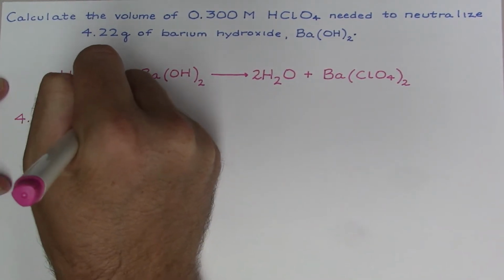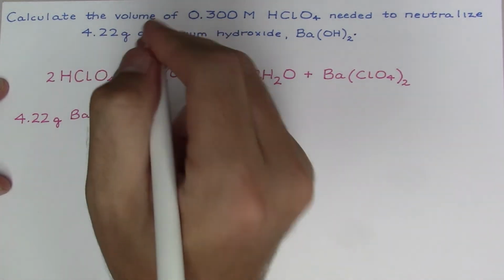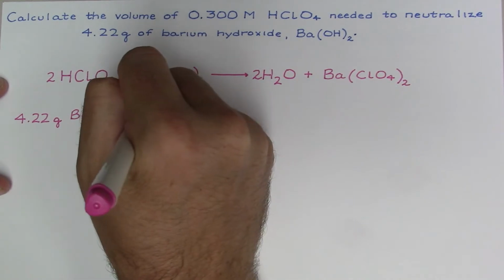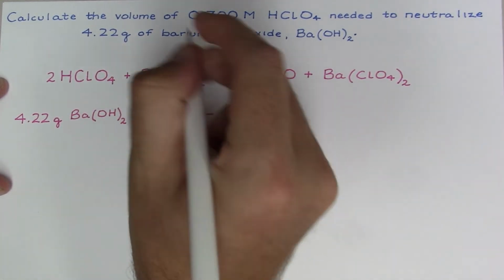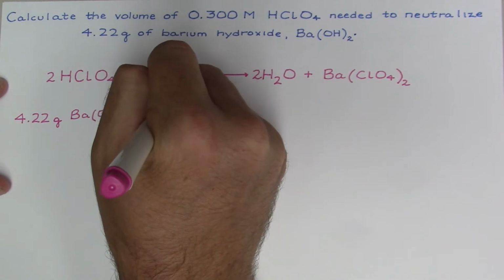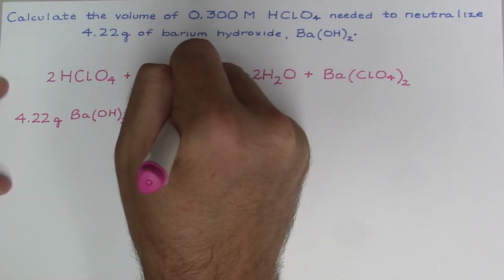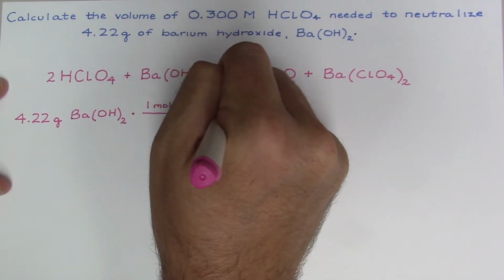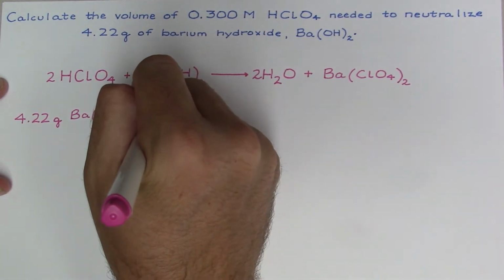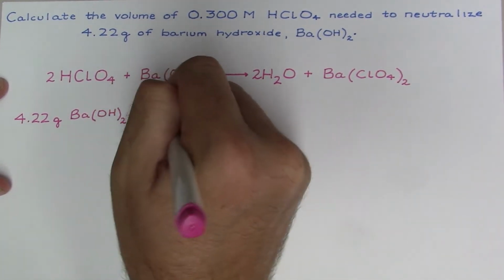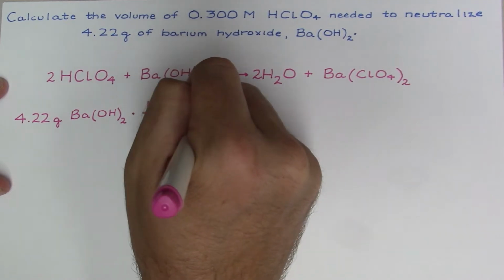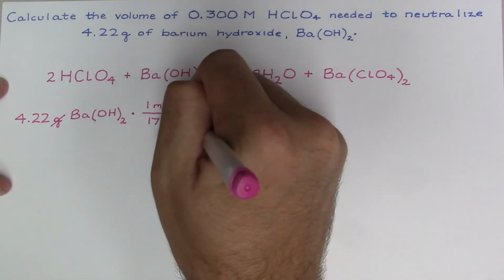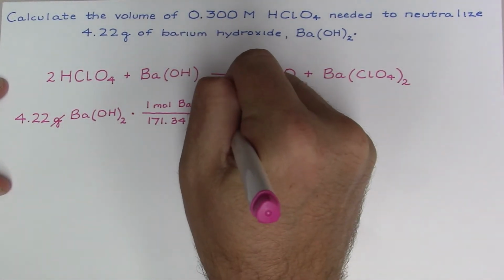So we can take 4.22 grams of Ba(OH)2 and go from grams to moles. This can be done using the molar mass of barium hydroxide. We can state that 1 mole of Ba(OH)2 should be over the molar mass of 171.34 grams. We can cancel out our grams and grams, and now we have moles of barium hydroxide.